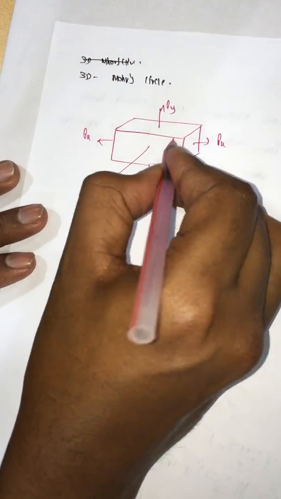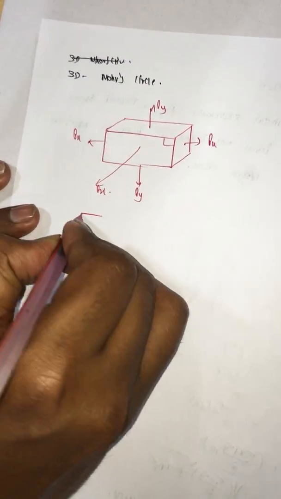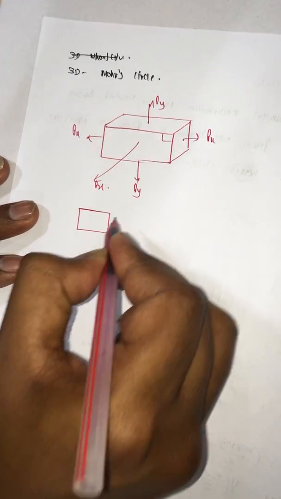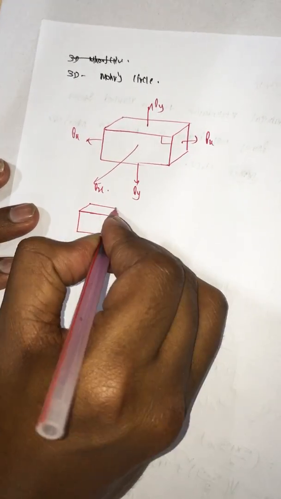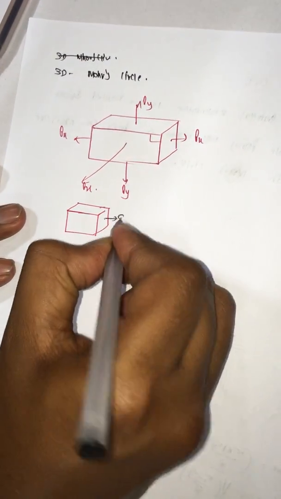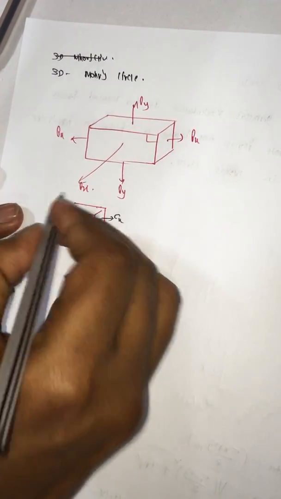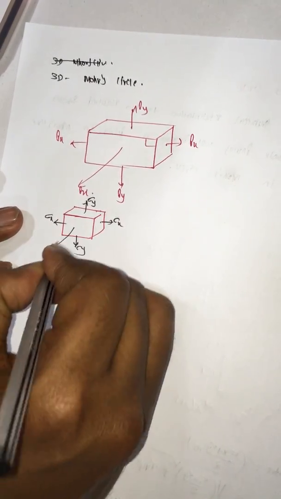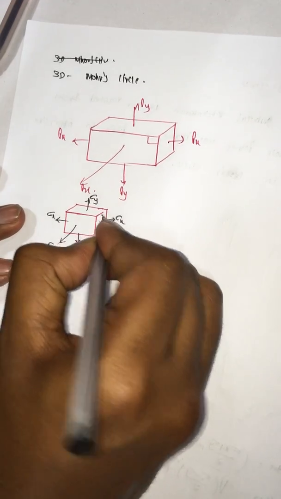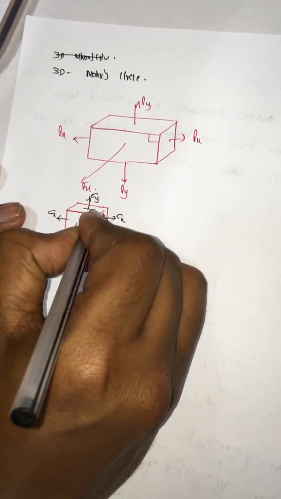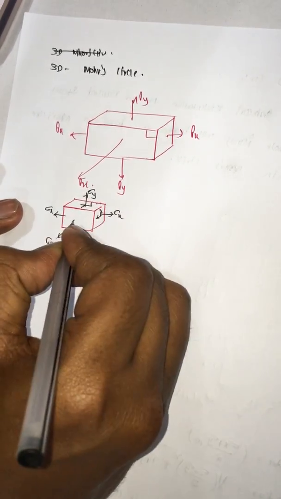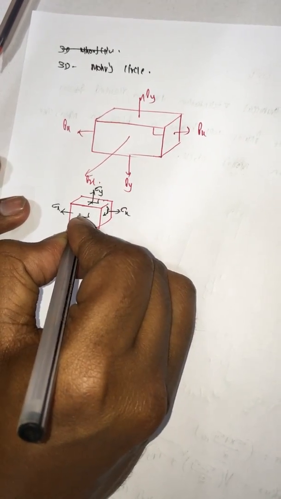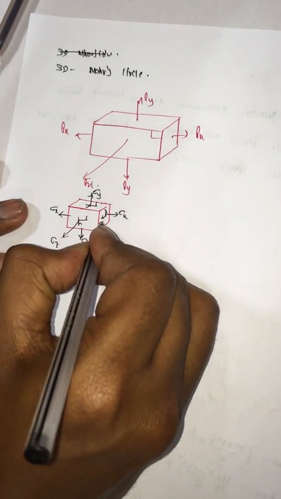As every element is critical here, let us take a small element from that. This is my element, and this is sigma x. You are going to get a stress tensor here. Sigma y, sigma z. These are the shears, tau xy.